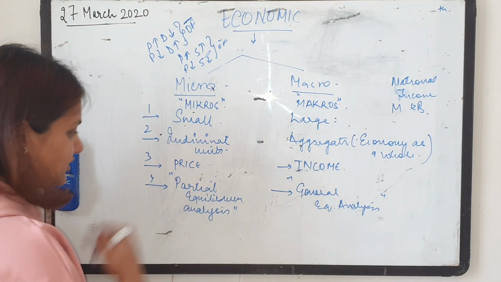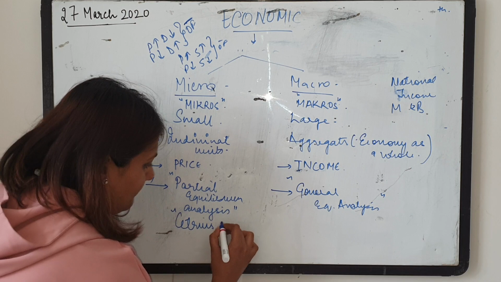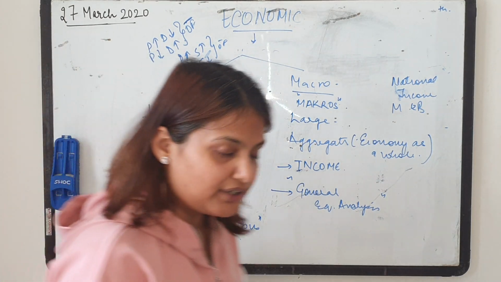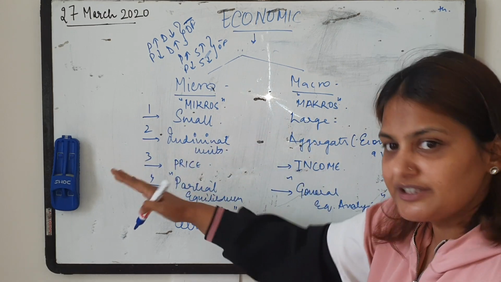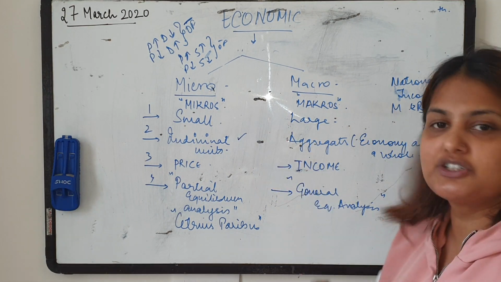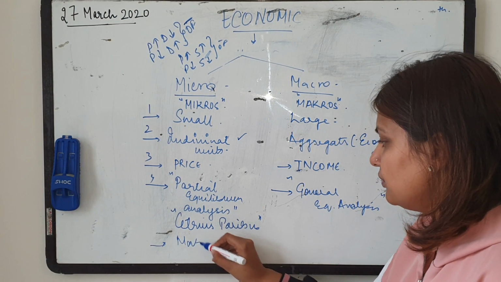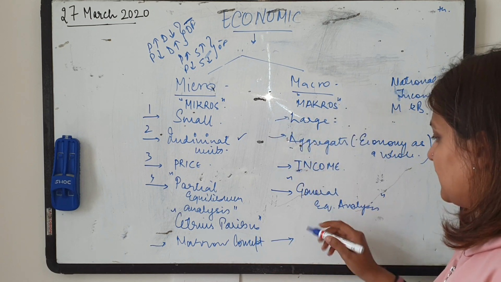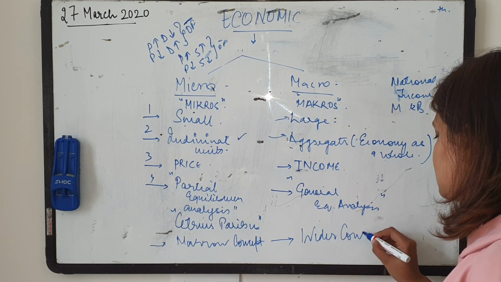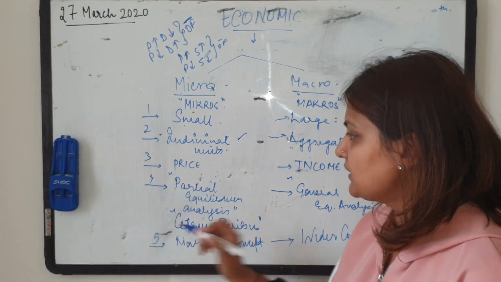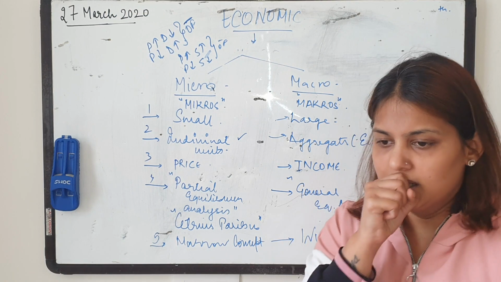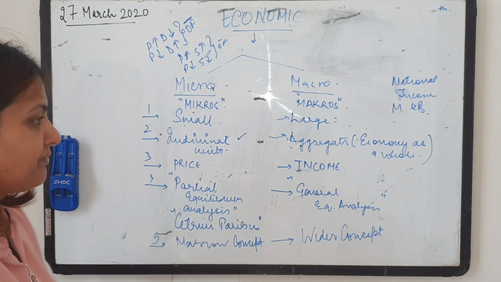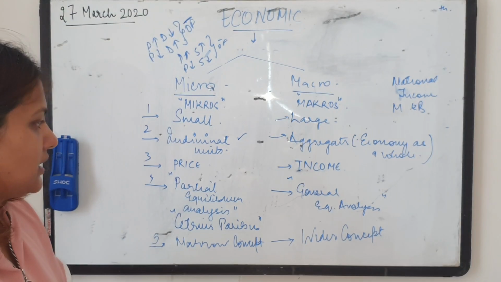The other word for partial equilibrium analysis is ceteris paribus. It means the same thing, that other factors are always constant. So according to you, what do you think is a narrow concept or a wider concept? Since we're talking about individual units here, this is a narrow concept, whereas macro is a wider concept. Clear? So we have almost 5 points here. This is just the basics. I can provide you notes, but you can also start doing your notes from here, and we can get them done in writing also.